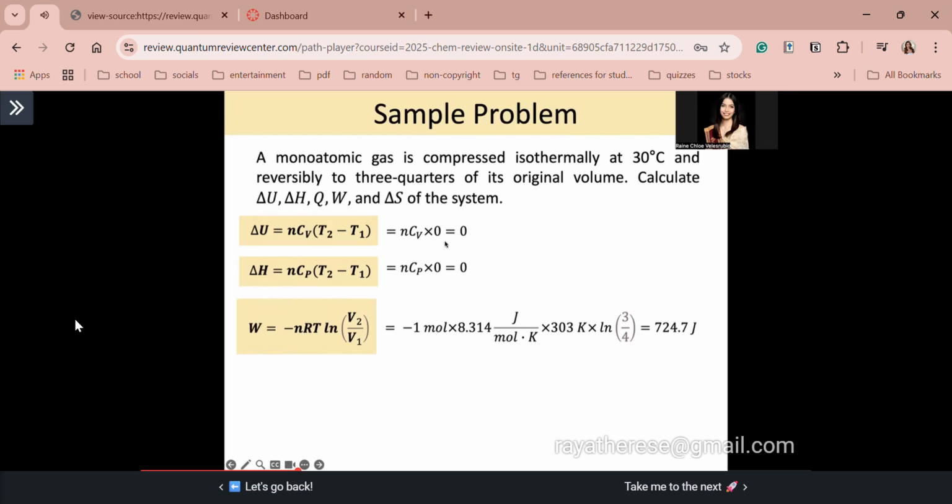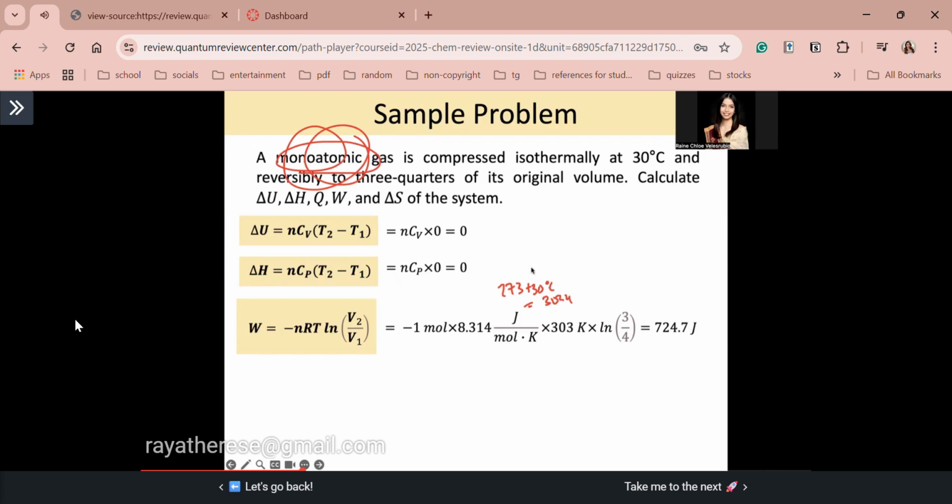Now let's solve for work. Our equation for work for an isothermal process is negative nRT ln V2 over V1. Solving, we get negative 1 mole times 8.314. Why 1 mole? Because we have a monatomic gas. Again, the 1 mole is just an assumption, because it was not given in the problem. So negative 1 mole times 8.314 J over mole K, which is R, times 303 K. 303 K is just 273 plus 30 degrees Celsius to get the Kelvin temperature. And that is times ln 3/4.